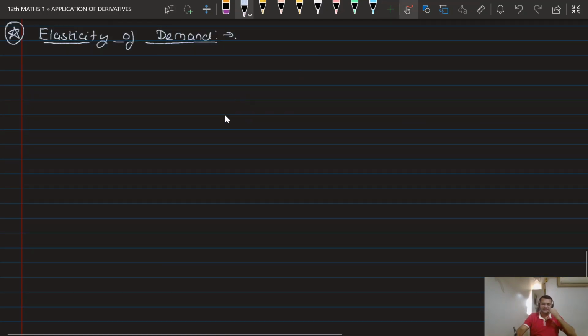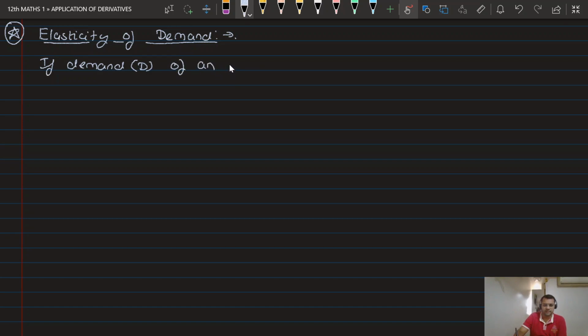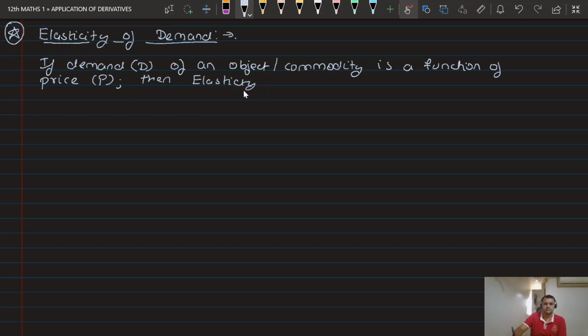The elasticity of demand: if I assume the demand D of an object, or we can say commodity, is a function of price P, then the elasticity of demand is given by minus P upon D into dD upon dP.